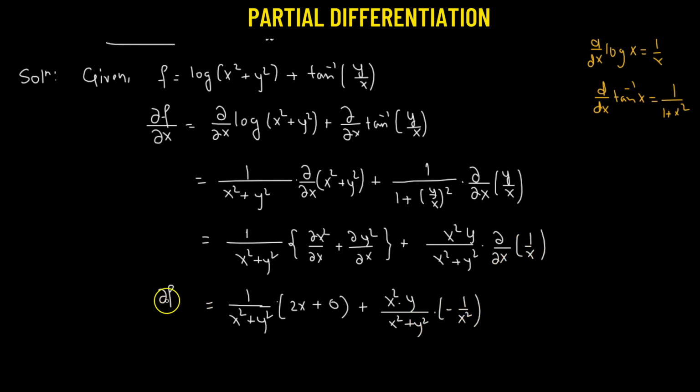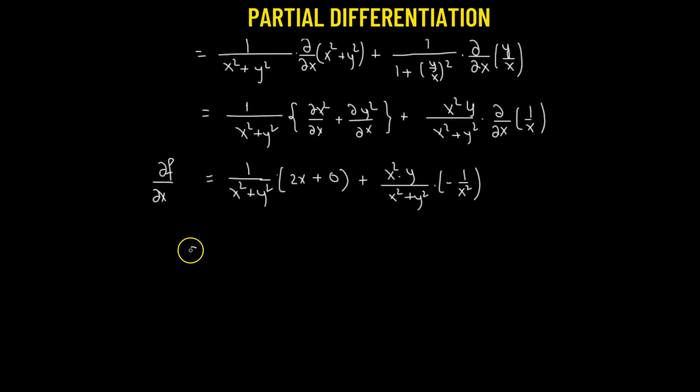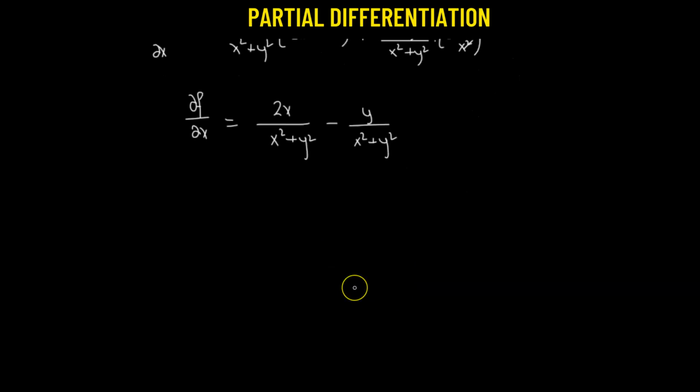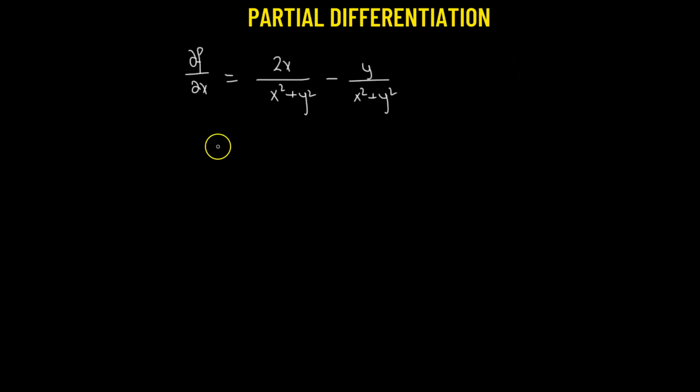Fine. So this is the partial derivative of f with respect to x. Let's simplify. We'll get partial with respect to x equals 2x divided by x squared plus y squared. Here x squared and x squared cancel out, and that leaves us with negative y divided by x squared plus y squared. We'll combine the numerator because the denominator is common to both of them. So this gives us partial of f with respect to x equals 2x minus y divided by x squared plus y squared.